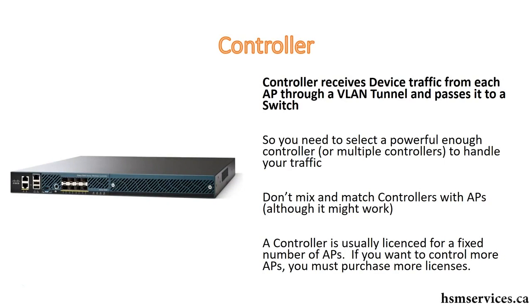So, the controller talks to the AP. All the traffic that hits the AP goes to the controller first over a VLAN, and I assume you know what a VLAN is, and then the controller takes the traffic that it received from the AP and strips out the management traffic and sends the data from the user device to the switch. So when you buy a controller, you need to make sure it's powerful enough to handle all that user traffic.